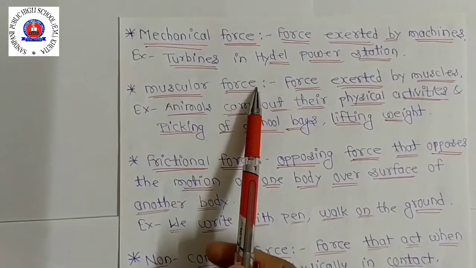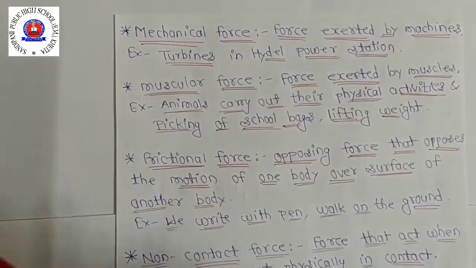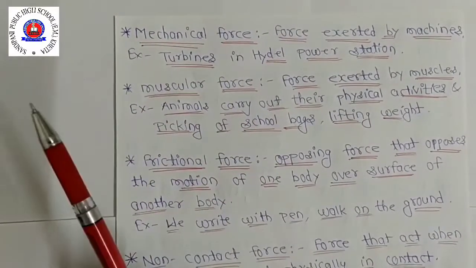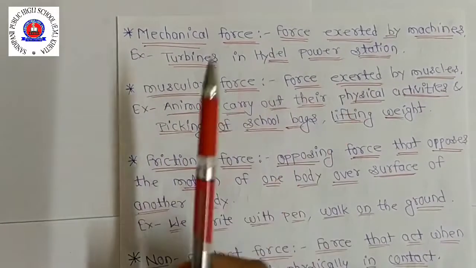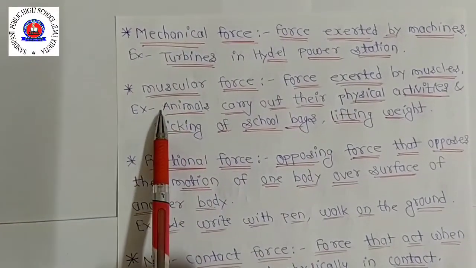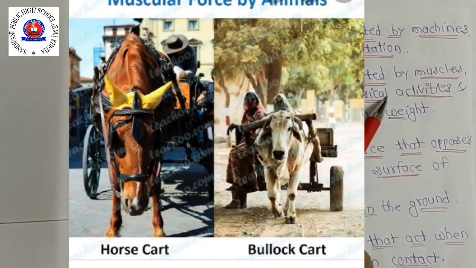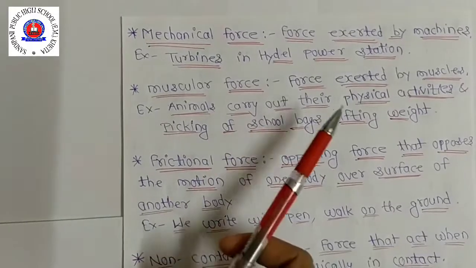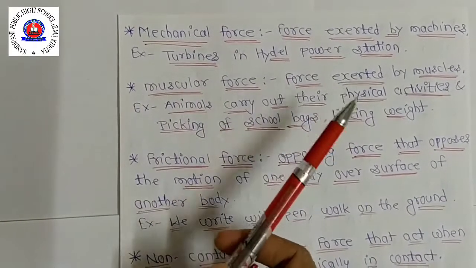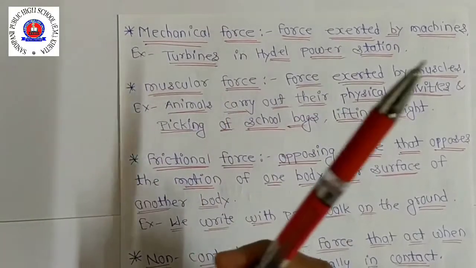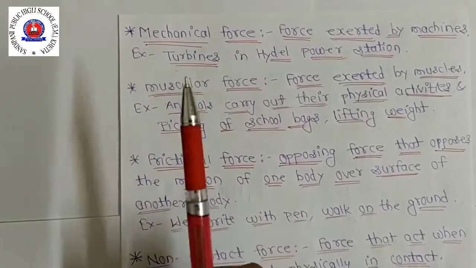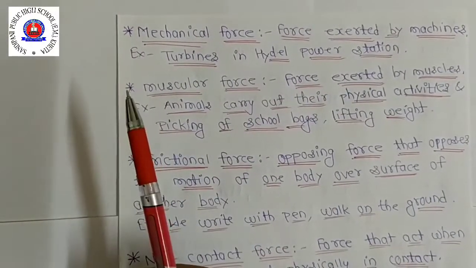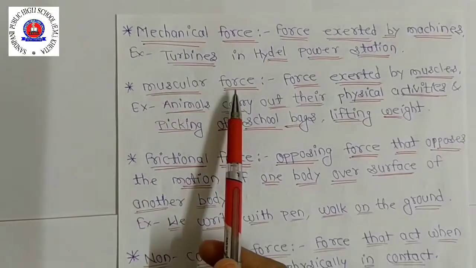Okay, now muscular force, force exerted by muscles. So that the force that is caused by the action of muscles inside the body is also called a contact force. Okay, for example, animals carry out their physical activities, children pick up school bags, lift weights, or the coolie and weight lifter. Animals like bullock, horse, donkey carry the cart. Coolie lifts luggage, athlete uses muscles to run. So these are all examples of muscular force.